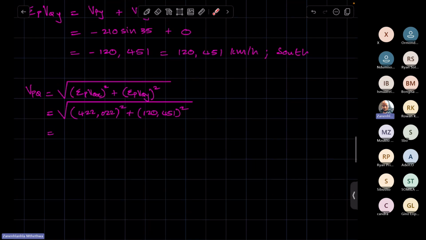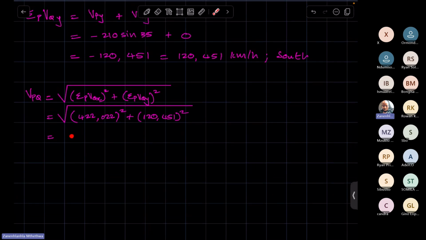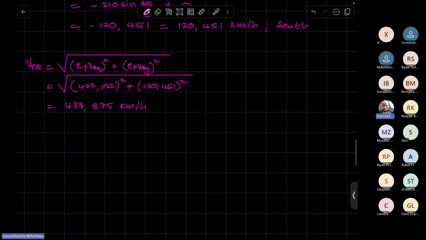So what are we getting here? 438,875 kilometers per hour. Now you have the magnitude of the velocity of p relative to q. Now you need to get the direction.